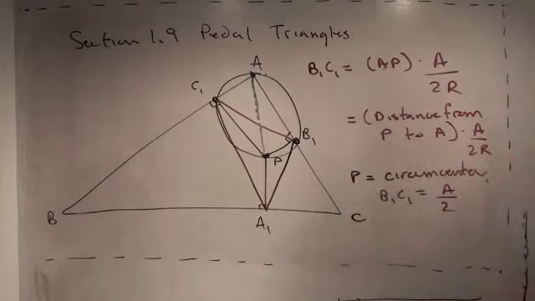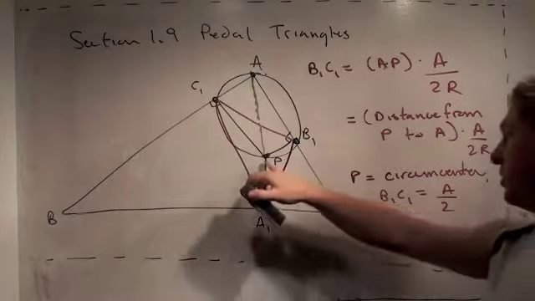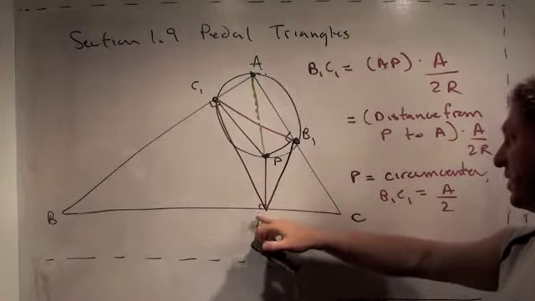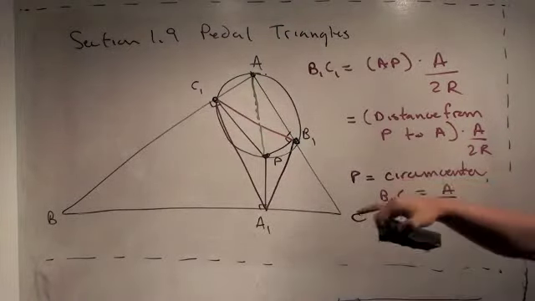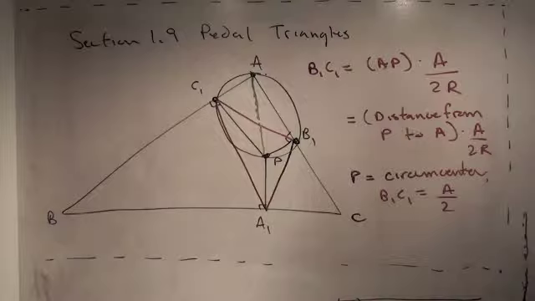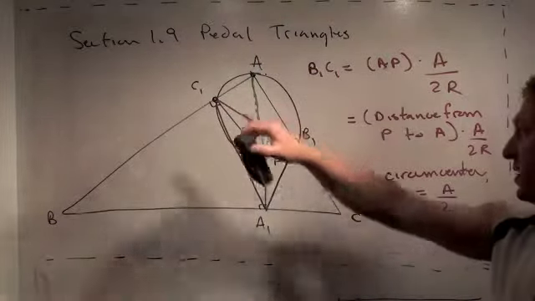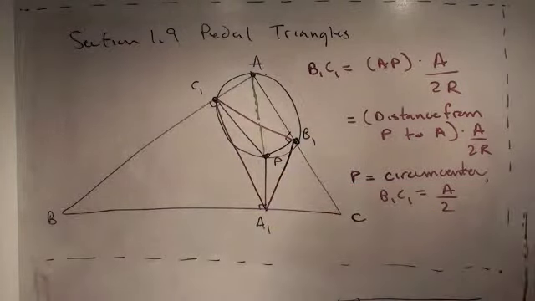Because the R's cancel. So the triangle that you get by connecting the points drawn perpendicularly from the circumcenter to each side has side lengths A over 2, B over 2, and C over 2, which is half the original triangle. And they say that sort of matter-of-factly. At first you might say, wow, that's kind of surprising. But remember, those particular points, A1, B1, and C1, when P is the circumcenter, are the midpoints of each side. So that's just the medial triangle.